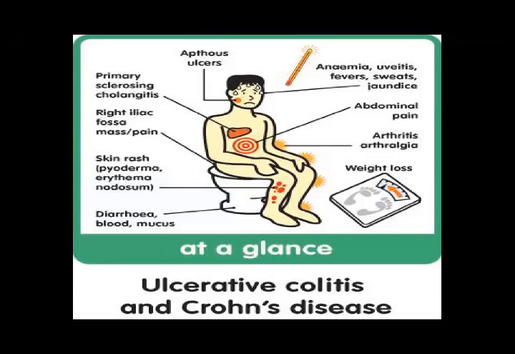For skin rash, there are two classical ones: in Crohn's disease, erythema nodosum, and in ulcerative colitis, pyoderma gangrenosum. And diarrhea with blood and mucus, you can see according to the severity of the disease. This is the whole local and systemic manifestation of inflammatory bowel disease.